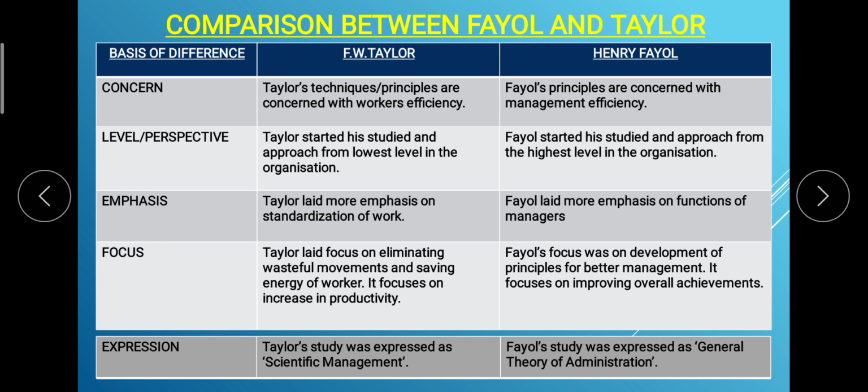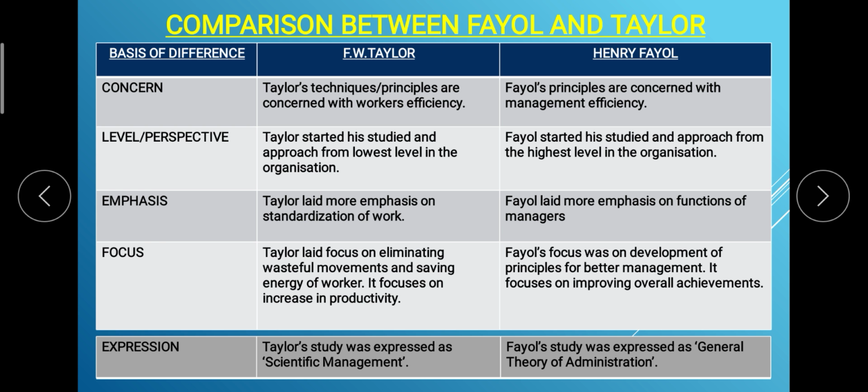Then second is level or perspective. Taylor started his studies and approach from the lowest level in the organization. उसकी study कहाँ से start होती थी, हमेशा organization में lower level से. Whereas Fayol started his studies and approach from the highest level. And Fayol's study started from the higher level, that means managerial, managers, whether they are the top level managers, middle level managers and the lower level managers.